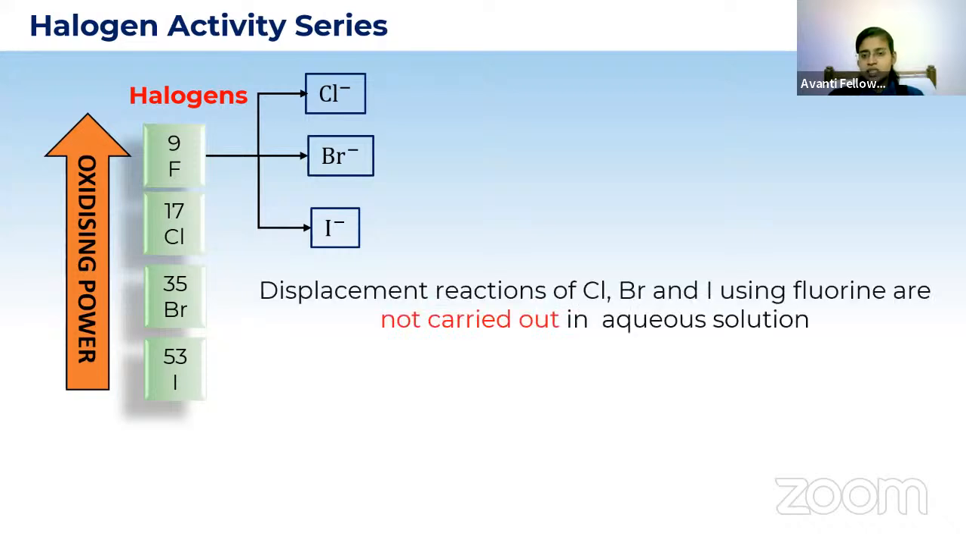The displacement reactions of chlorine, bromine and iodine using fluorine are not carried out in aqueous solution. So why? Fluorine is able to displace them, but it is not carried out in aqueous solution. Why? It is highly exothermic in nature. If I take the aqueous solution of potassium chloride and try to replace this Cl minus with F minus, the reaction will not occur.